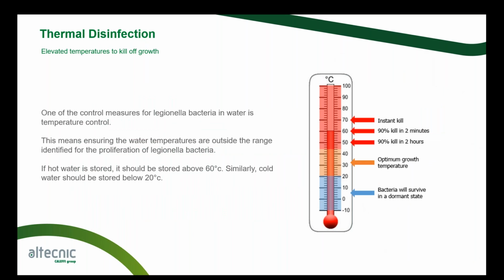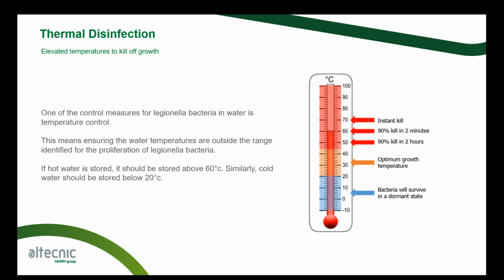And thermal disinfection. So elevating temperatures to kill off growth. So there's two different ways we can look at dealing with bacterial growth within the system. There is the chemical way, so by putting different forms of chemicals into systems to try and kill off the bacterial growth, or what we're going to look at here as a valve manufacturer is elevated temperatures. So one of the control measures for Legionella bacteria in water is temperature control, and this means ensuring the water temperatures are outside the range identified for the proliferation of the Legionella bacteria.